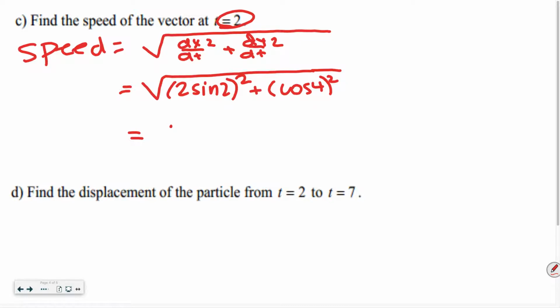What's our speed? 2.081. Or did I do that wrong? Oh, I didn't do the square root. Yeah, that will make a difference. Come on, get it together. I'm a mess. It's fine.